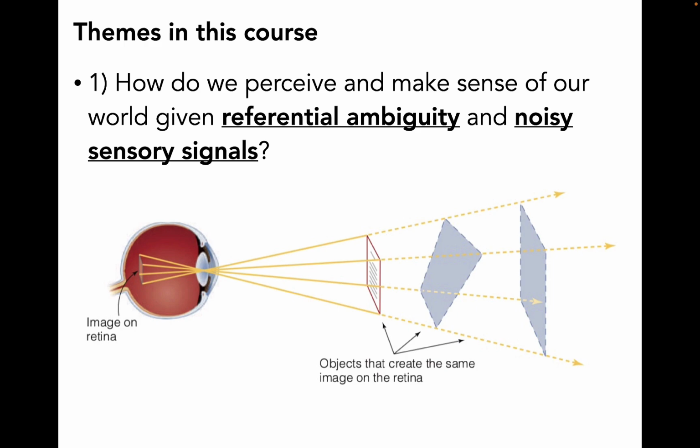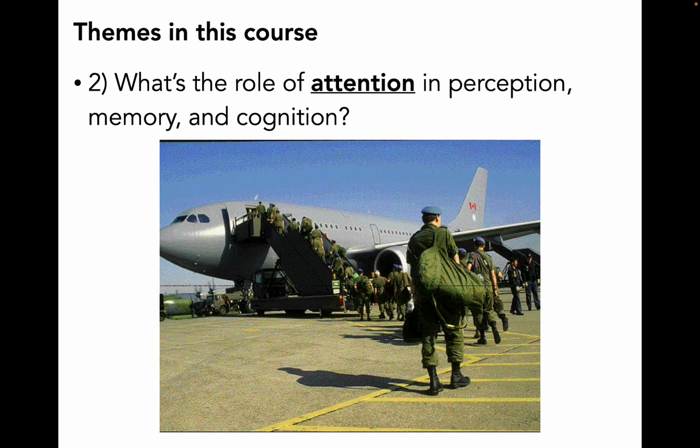To complicate the issue, there's often noise in sensory signals. Okay, so think about talking to somebody in a noisy room, like at a party, for instance. You have to understand their speech amongst this background noise. How does the brain accomplish that task? So we'll look at this idea in this course.